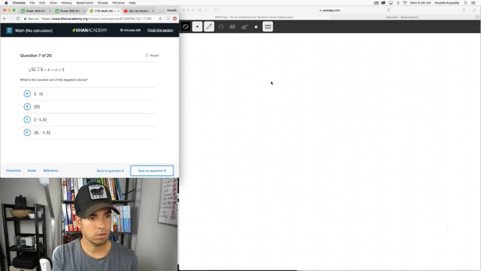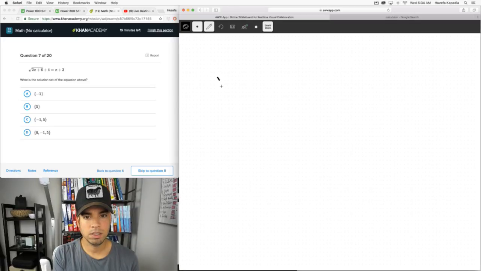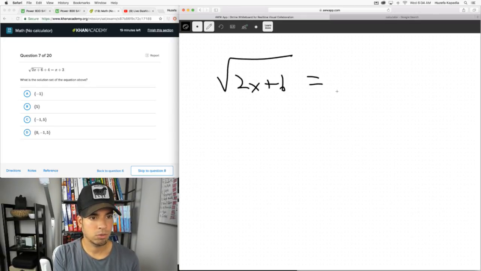Then we have this guy. What is the solution set of the equation above? Here's how I'm going to approach this. First, let's isolate that square root. 2x plus 6 equals, subtract 4 from both sides. We get x minus 1, right? 3 minus 4 is negative 1. Then let's square everything.